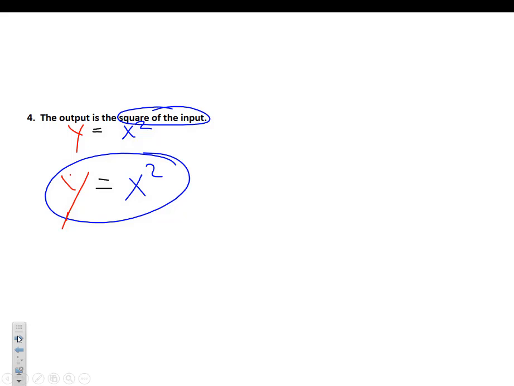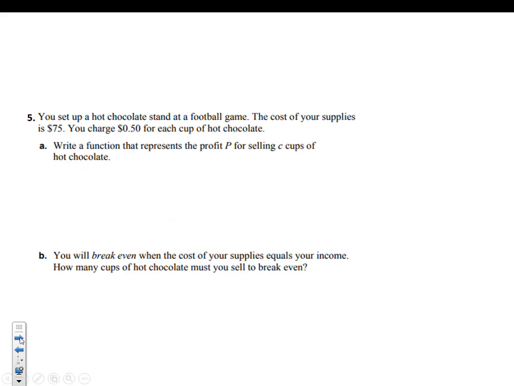All right, so ladies and gentlemen, that's how we write our function rules from a verbal phrase. When you come back, we're going to show how to represent functions in other ways besides a function rule.